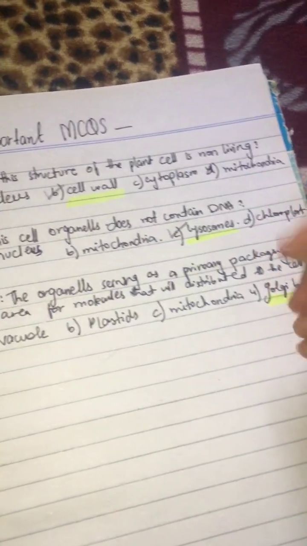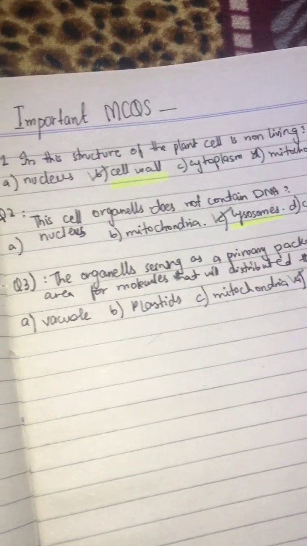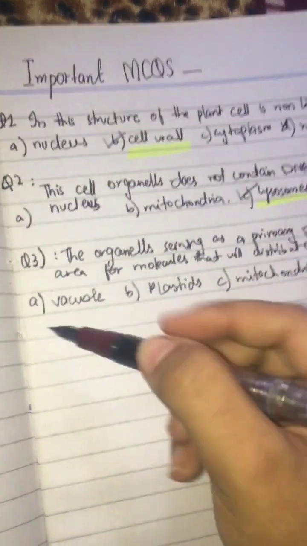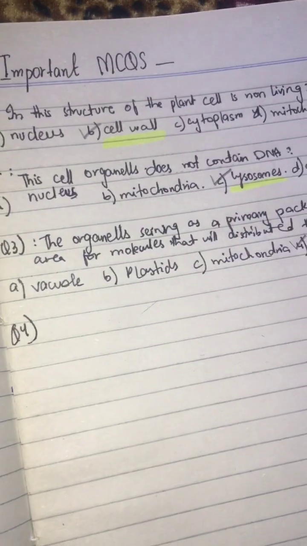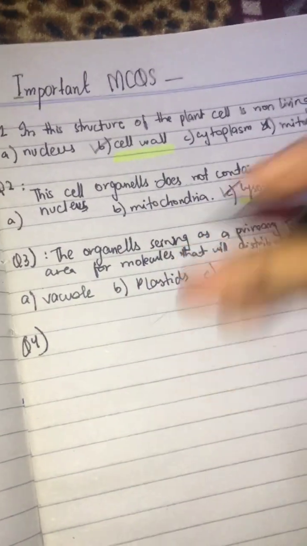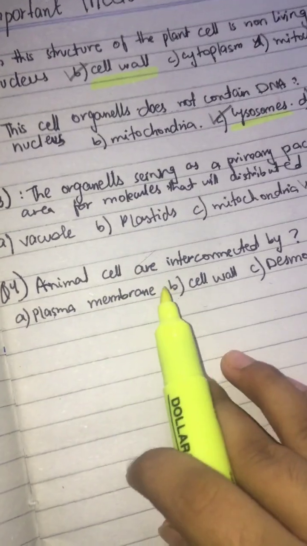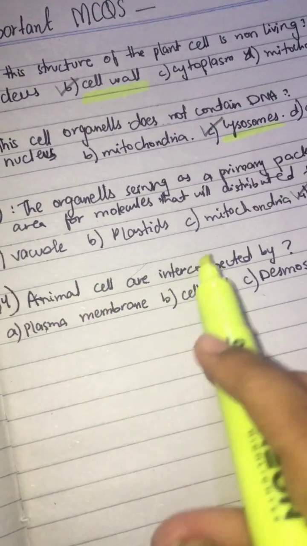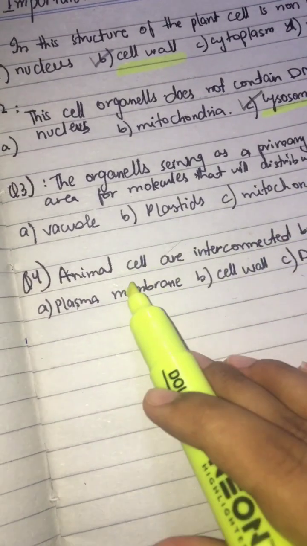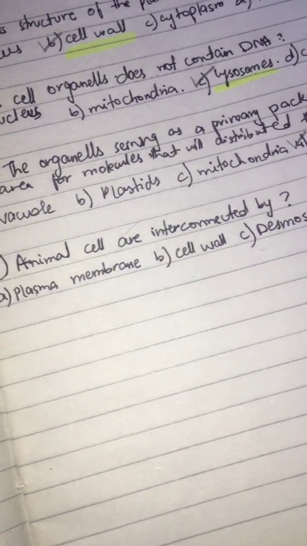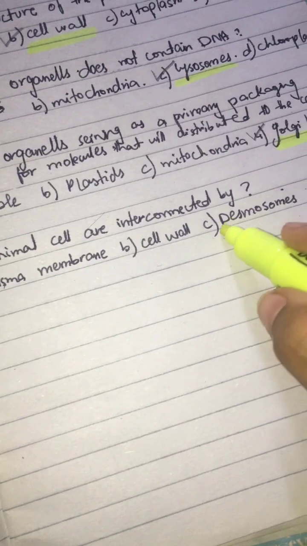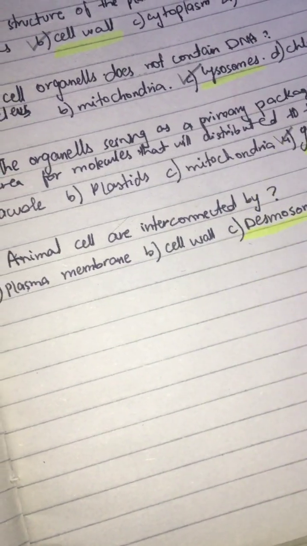Okay, now we are going with the fourth MCQ. I guess this will take a lot of time if I just write. Let me write these, then I will explain. Now in this question they're asking, animal cells are interconnected by what? Plasma membrane, cell wall, desmosomes, or plasmodesmata. So here the right answer is desmosomes.